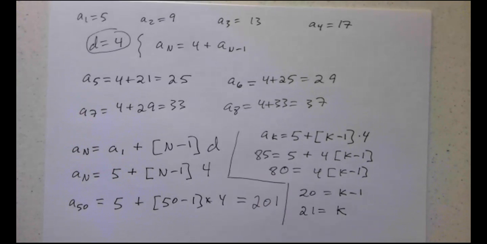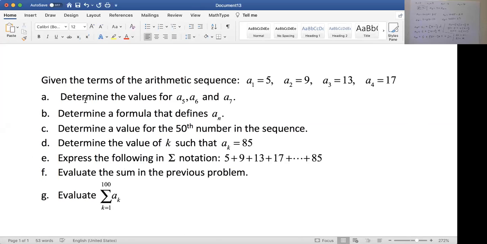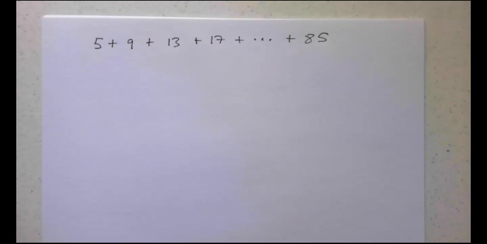And then what does it ask us to do next? We want to add up all the numbers from 5 to 85. So let's take a look at that. Adding up all the numbers from 5 to 85 in sigma notation first. So we have 5 plus 9 plus 13 plus 17 plus dot, dot, dot plus 85. This is what we're working with. We want to express that in summation notation.